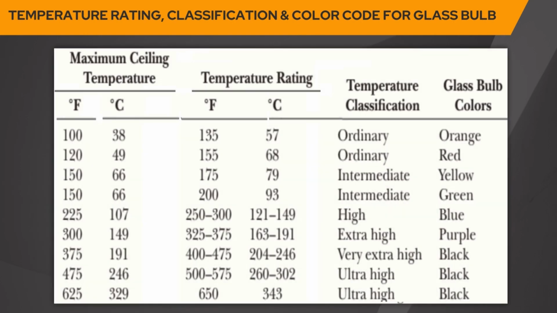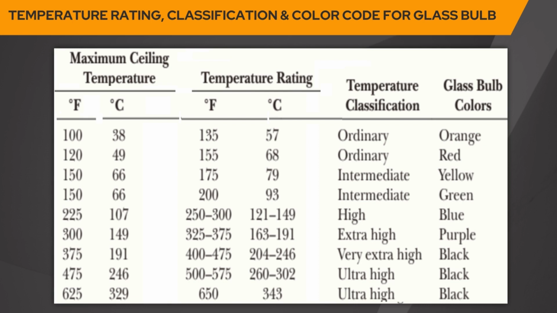The table gives the temperature rating, classification and color code for the glass bulb type of sprinkler head. If the maximum ceiling temperature is 38 degrees centigrade, then the temperature rating shall be 57 degrees centigrade, the classification is ordinary, and the glass bulb color shall be orange. If the ceiling temperature is 39 degrees centigrade, then the temperature rating shall be 68 degrees centigrade, it is classified under the ordinary class, and the color of the bulb shall be red.